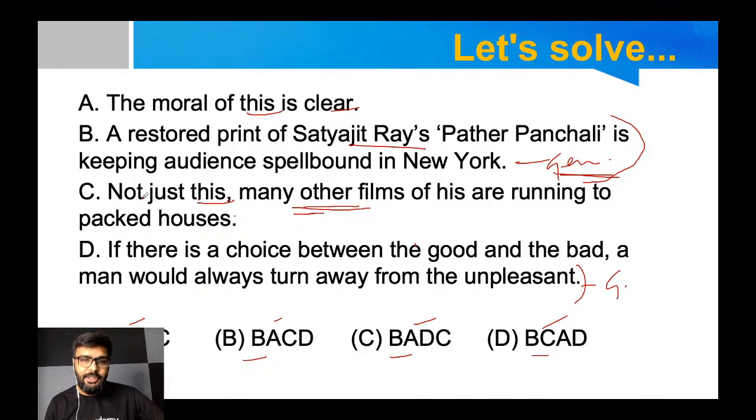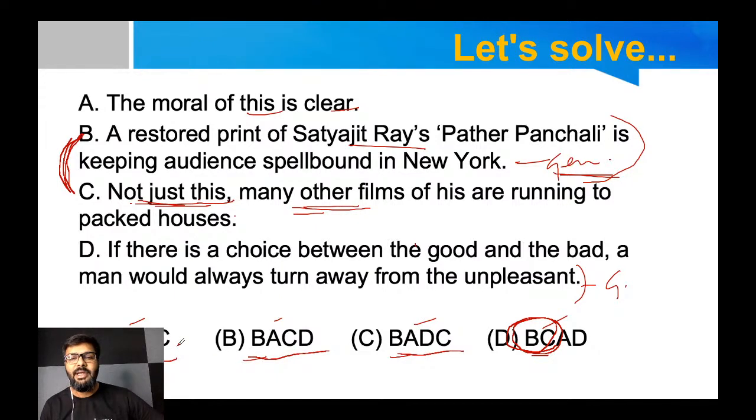Make sense? It means this is a mandatory pair. So can I say BC is a mandatory pair? So the moment I know BC is a mandatory pair, I have only one option which talks about this mandatory pair, because no other option has BC as a mandatory pair. So my question is already done just by reading two sentences, because I went to options.